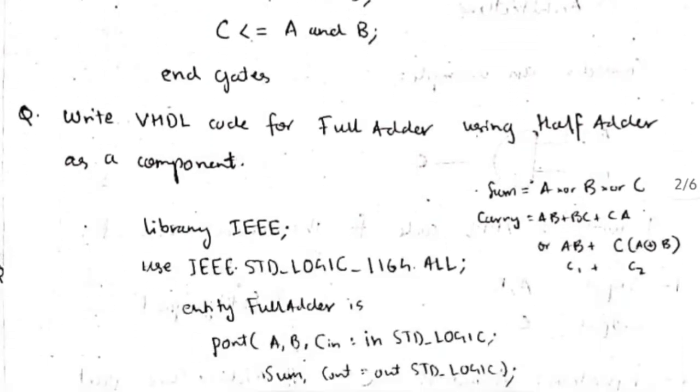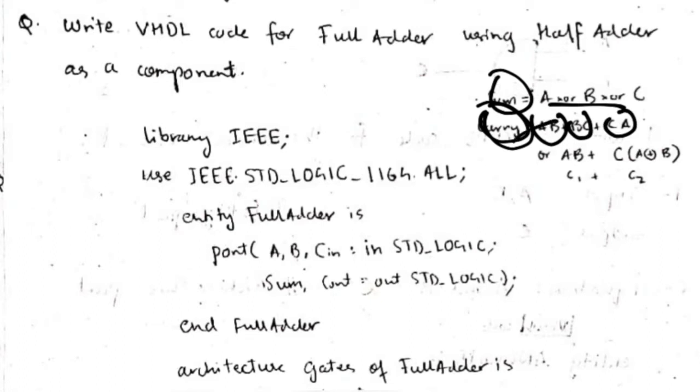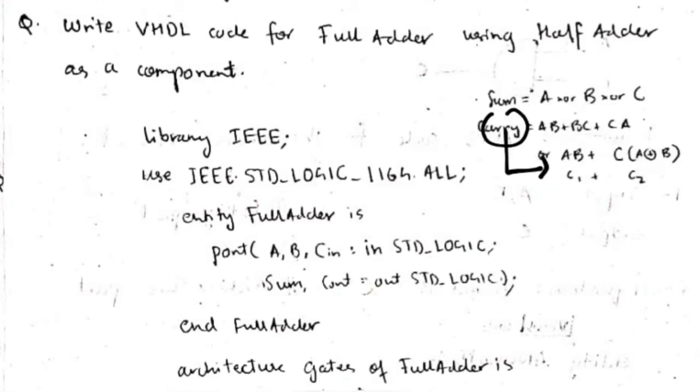Now for full adder also it's the same thing, but there is a slight difference, which is that signal and the component will be used. Let's see what it is. First write the equation: sum is equal to A XOR B XOR C, carry is equal to AB + BC + CA. Now after simplifying you can write it in this form as well: AB + C into (A XOR B). That's another version of carry.